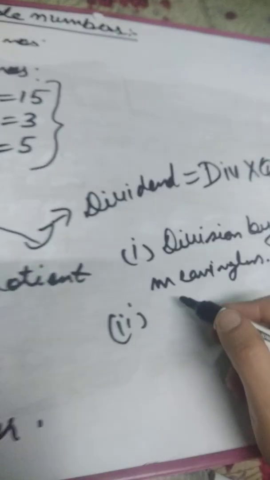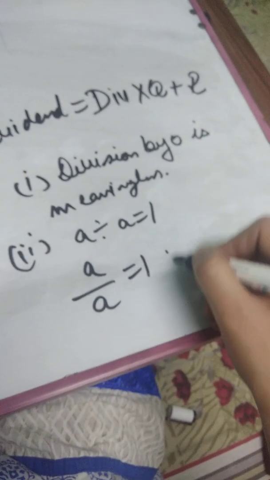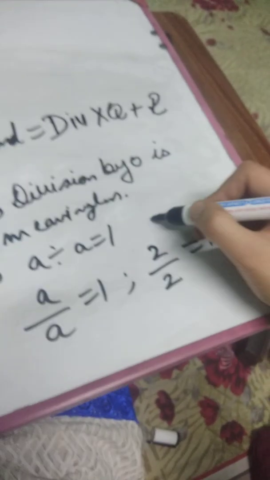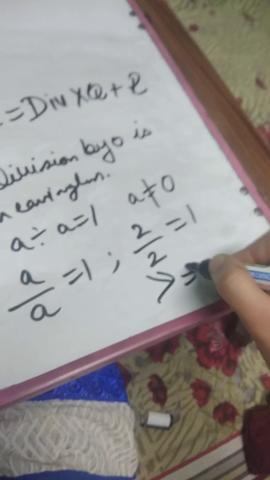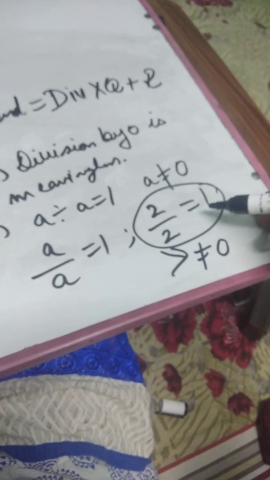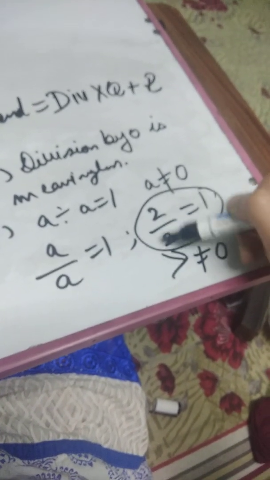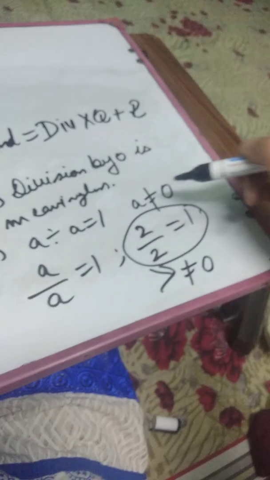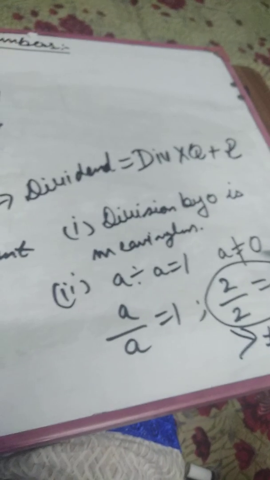Now next it says, if A is not equal to 0, and this is very important, then A divided by A is 1. Consider an example: 2 divided by 2 is 1. Now why does it say A is not equal to 0? We get this answer only when we don't have 0 in the denominator. Because we cannot have 0 in the denominator, that's why it is said A not equal to 0.